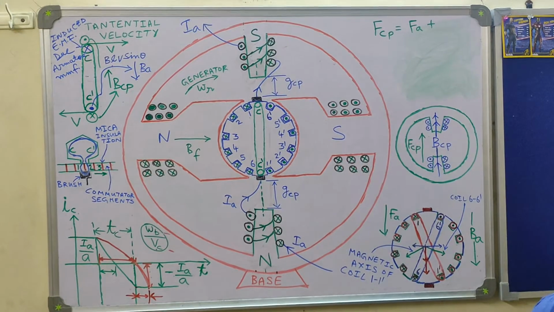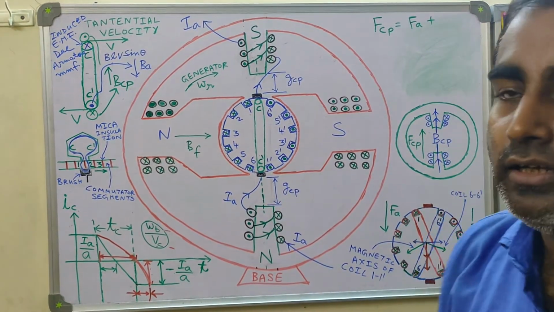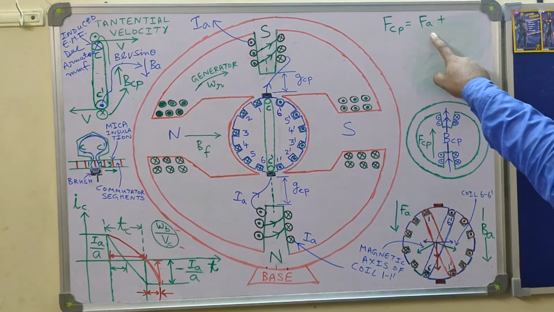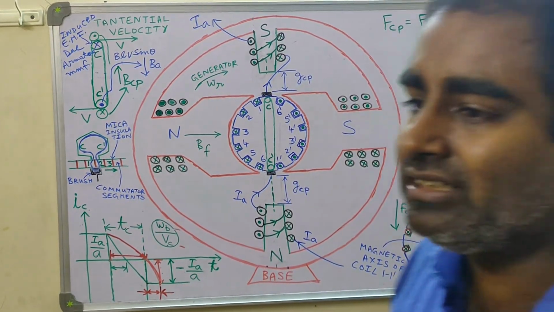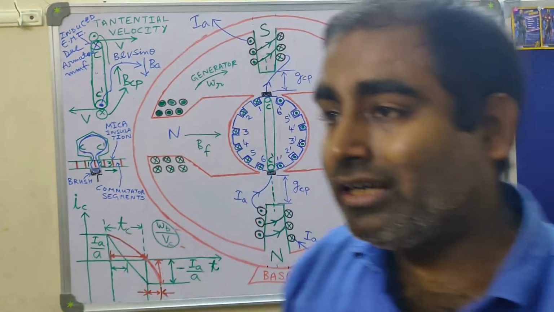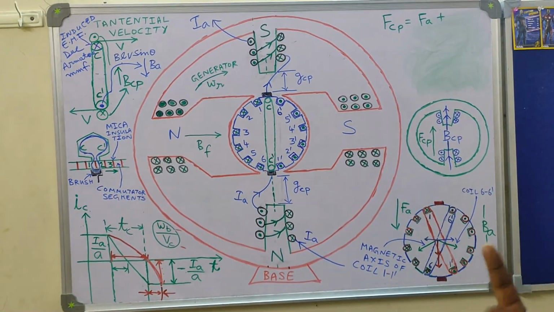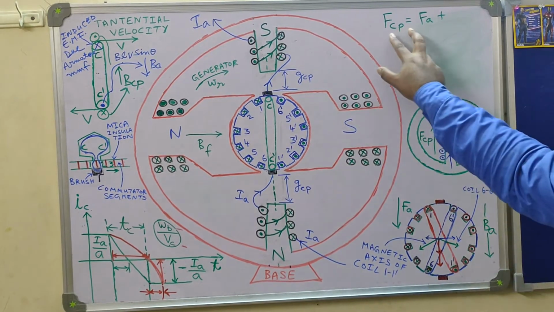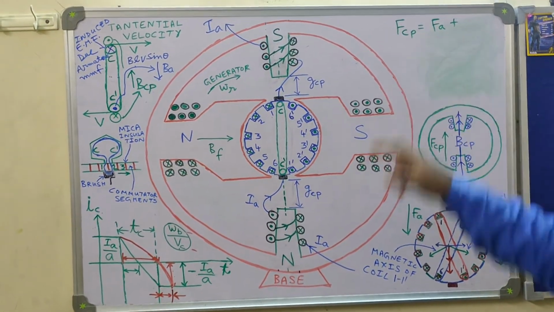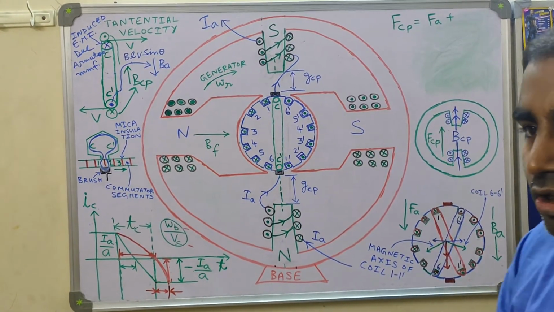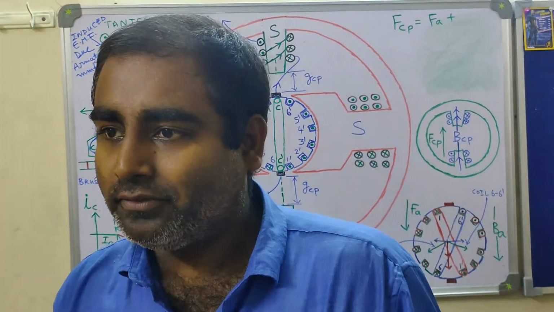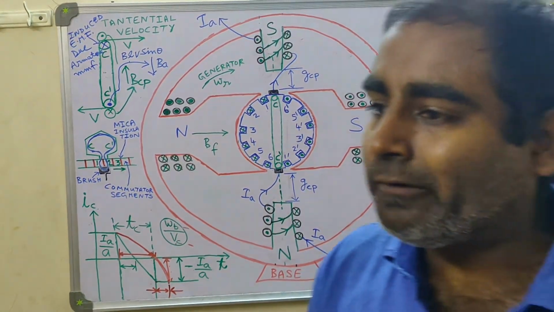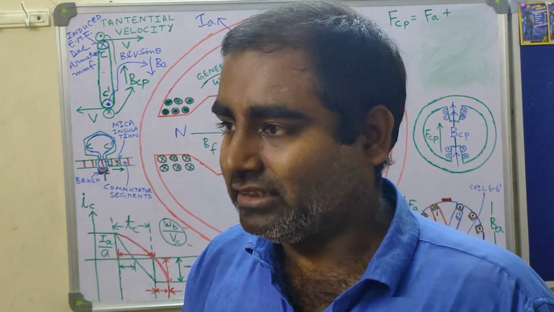Now there is a thing which should be borne in mind. We are saying interpole MMF is cancelling the armature MMF. That does not mean that armature MMF is zero. What I mean to say is that if you take the combined net value of interpole MMF and armature MMF, they will come as zero. But usually that is not the case. Usually the interpole MMF is around 1.2 to 1.3 times that of the armature MMF.